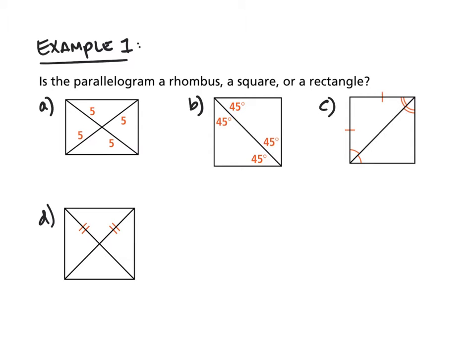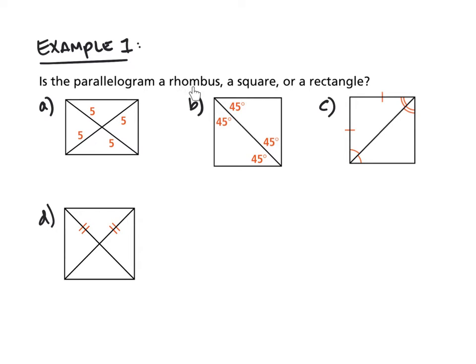So for this first example, we have to decide for each figure, does the figure show a rhombus, a square, or a rectangle? So let's just quickly, before we jump into the actual problems, think about what would indicate that we're looking at a rhombus, what would indicate that we're looking at a rectangle, and then what would indicate that we're looking at a square.